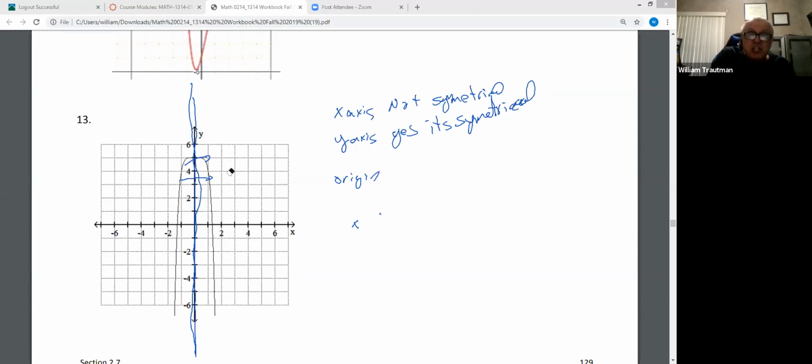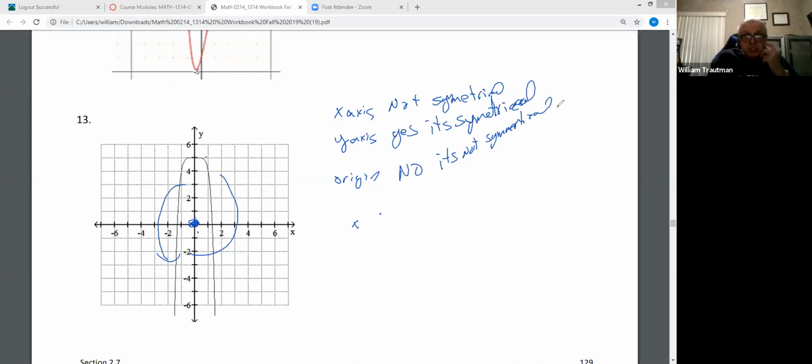Now the origin is a really tough one. Is it symmetrical with the origin? In other words, there's the origin. If I take this graph and rotate it around, does it look the same all the way around? Is it in the same spot all the way around? And no, it's not. It's not symmetrical with the origin.